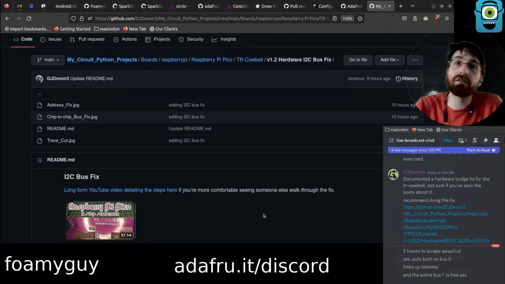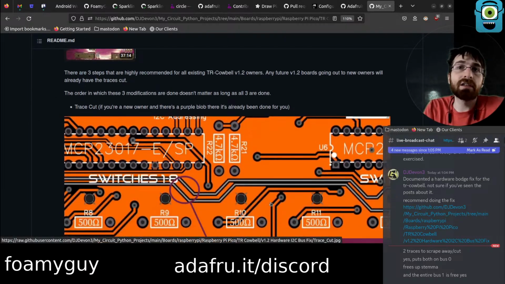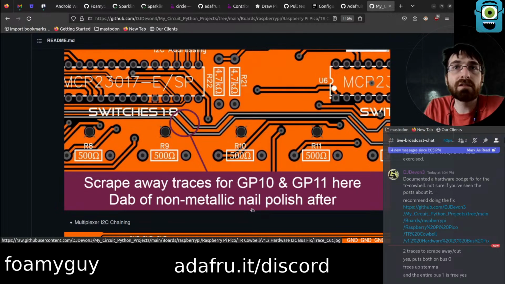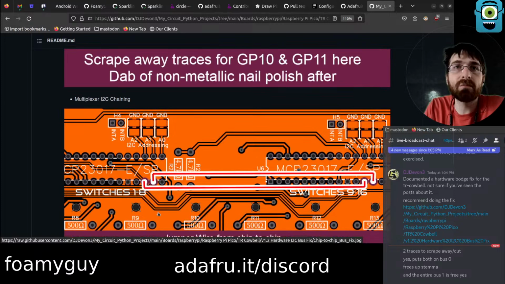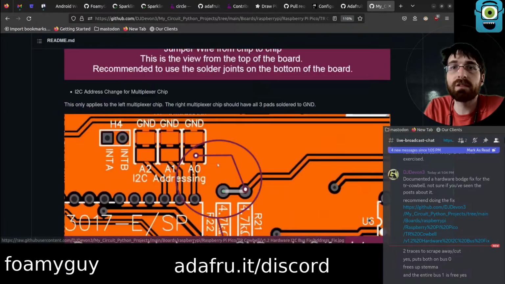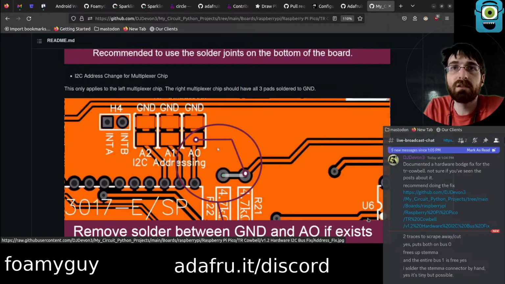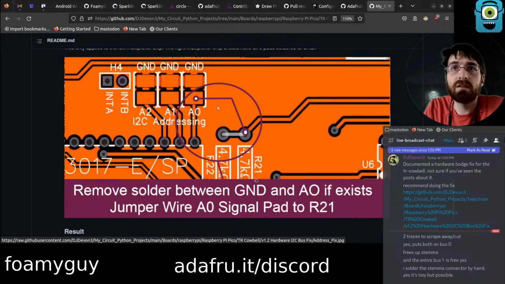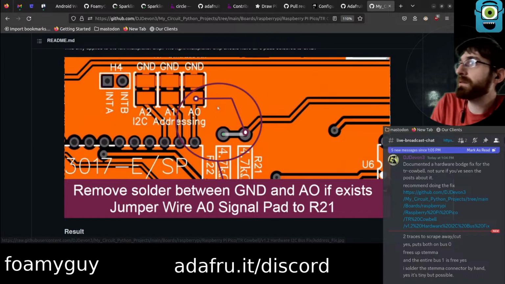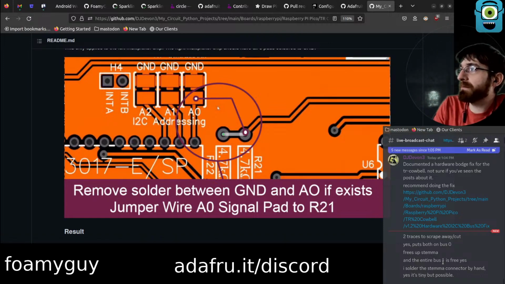Whoa, before I go picking the X-Acto to anything. Yeah, that looks straightforward enough. Cut a couple of traces there. This one I'm less sure, but I'm sure the video is going to have more details about what to do there. And then the address I think I get as well. Change. Cool. 2 traces to scrape away. Puts both on 0, frees up the stemma and the entire bus.